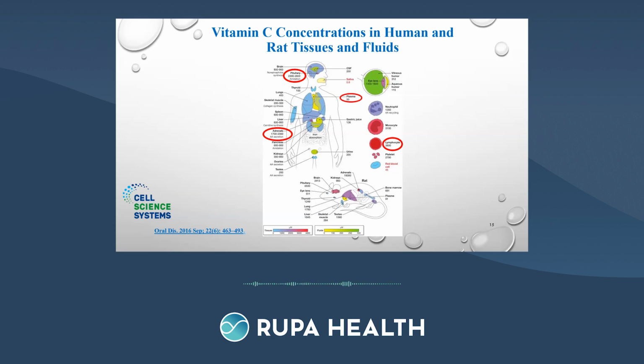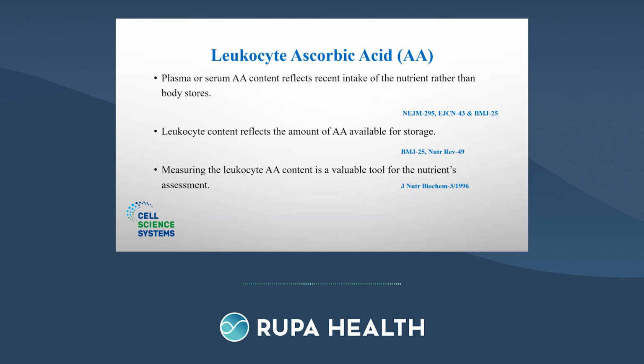And then you can see the plasma. Look at the difference between the plasma vitamin C and the lymphocyte vitamin C. So this is another example of why plasma vitamin C testing is not very accurate. And yet this is a schematic, and you can see this was published in 2016. And like I said, there's other literature that will support that as well.